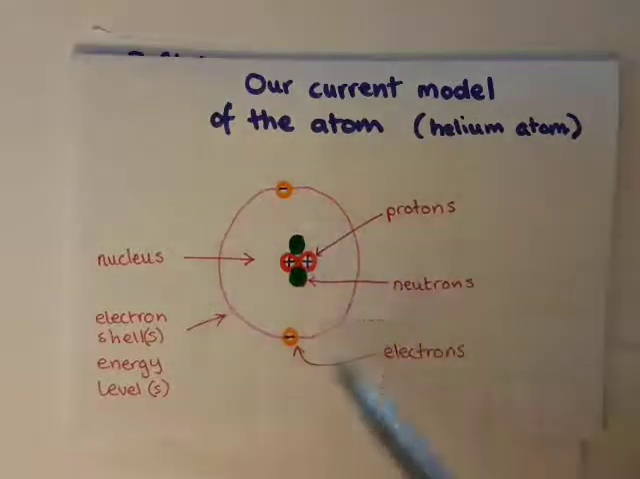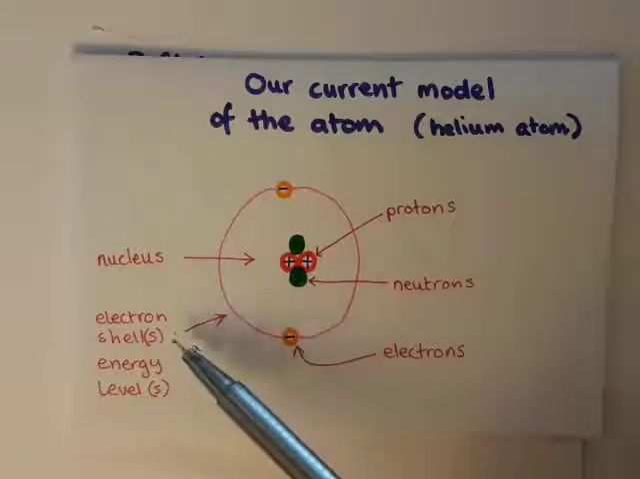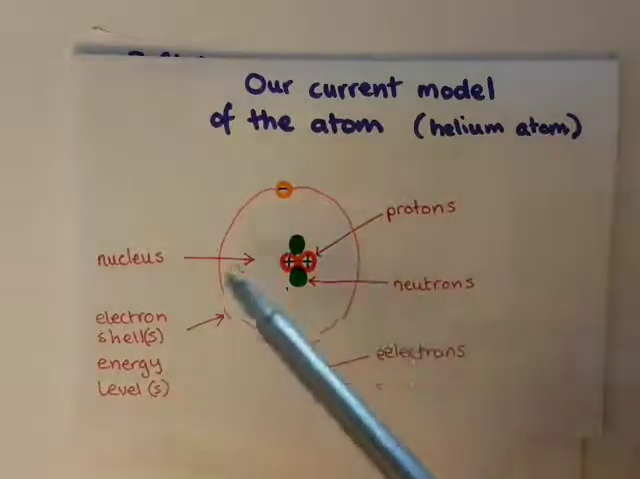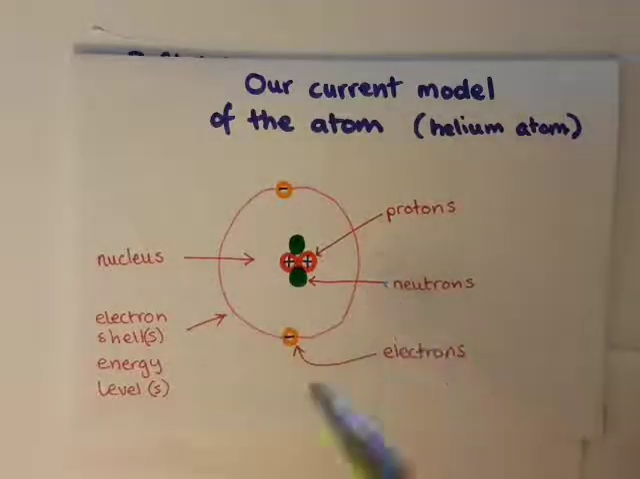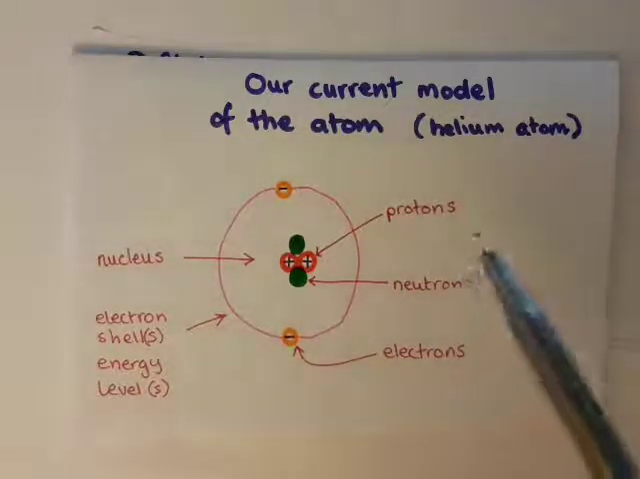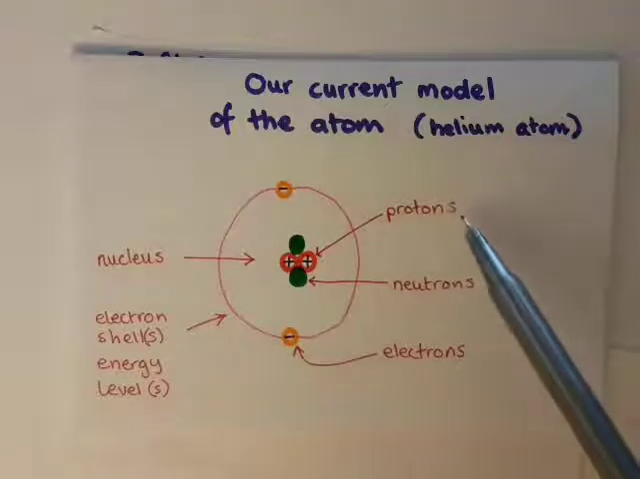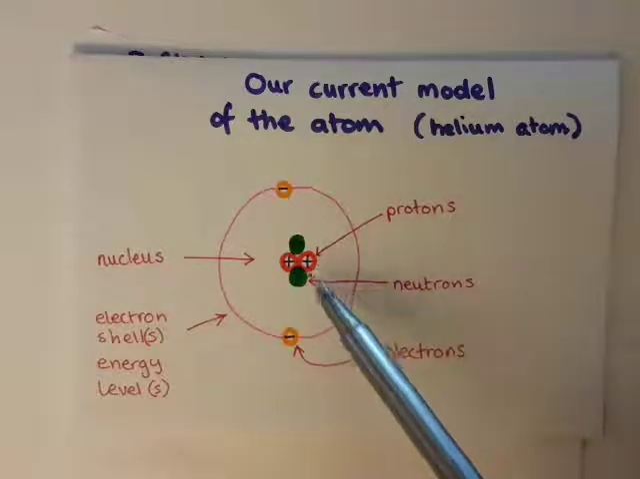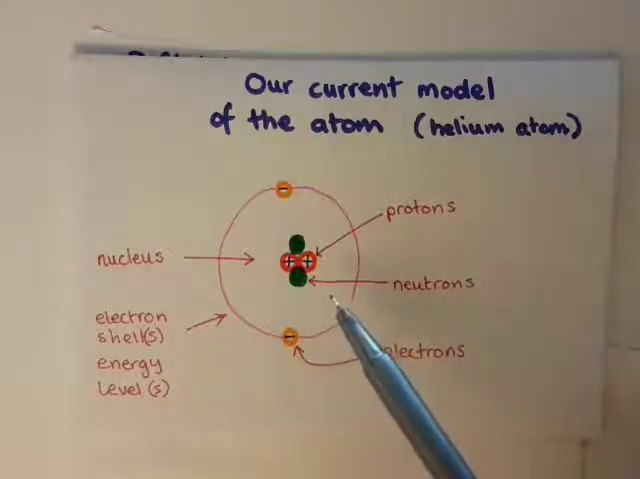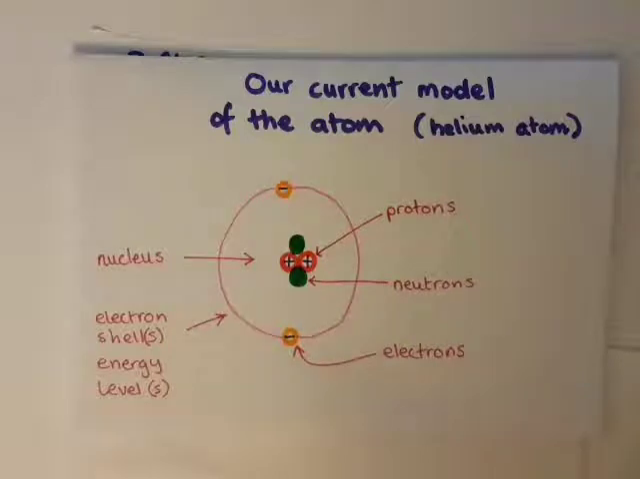And then around about the nucleus we have what we call electron shells, or energy levels. So that's what's represented by this circle here in pink. And then we've got our three subatomic particles. So we've got protons. That particle is in the nucleus, and I've put a little plus sign on mine to represent the fact that protons have a positive charge.